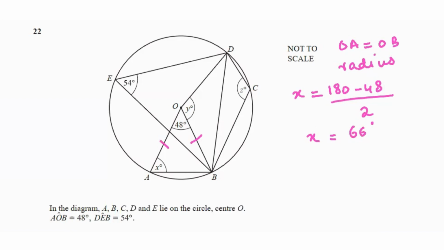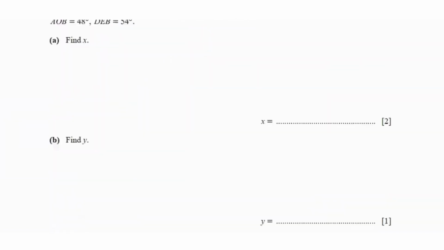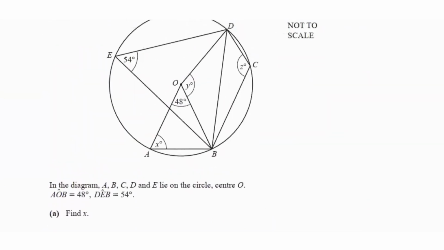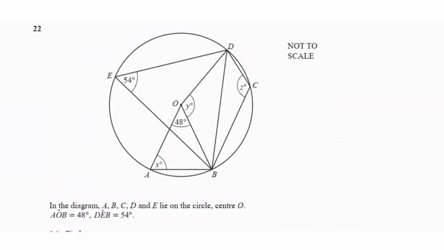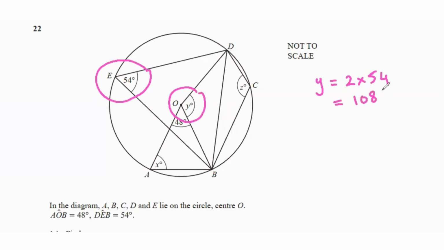Then the next part is asking us to find y and then z. To find y, which is over here, we're going to use one of the circle theorems: the angle at the center is twice the angle at the circumference. So this angle over here and this angle over here. y is going to be twice 54, which is going to be 108.